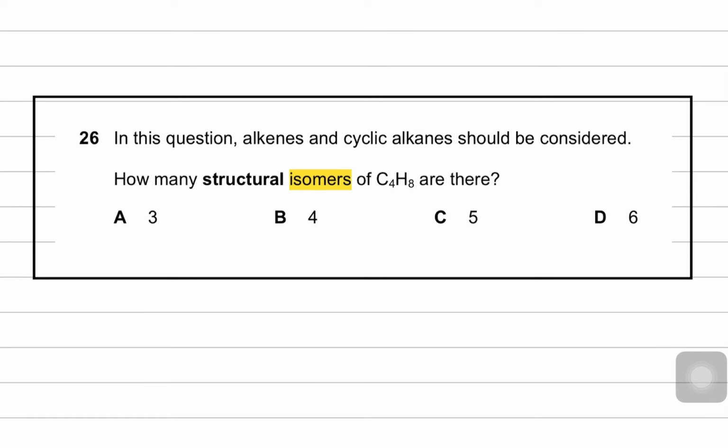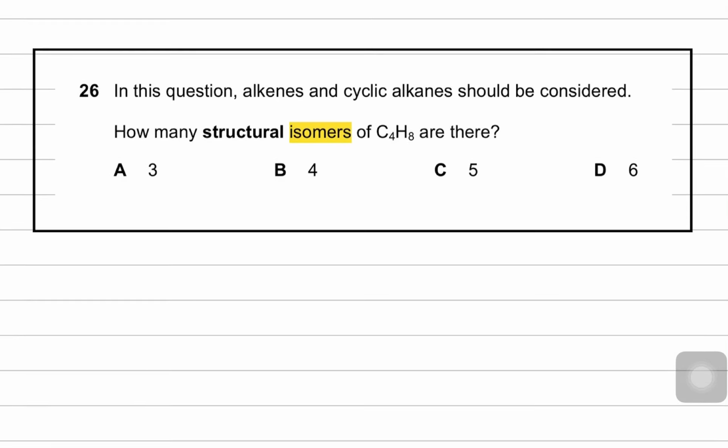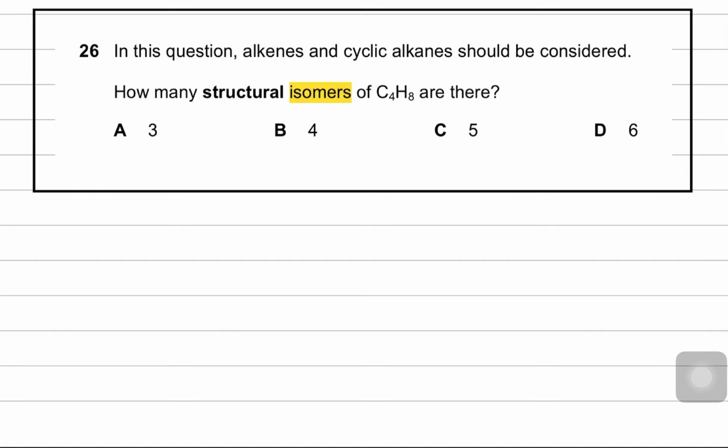In this question, alkenes and cyclic alkanes should be considered. How many structural isomers of C4H8 are there? The first one I know is butene. I can draw 4 carbons in a line and I can have a double bond on the first and second carbon, and that would be called butene.